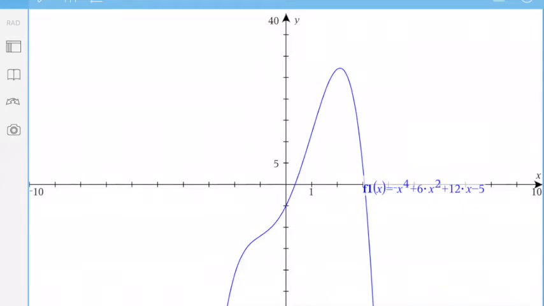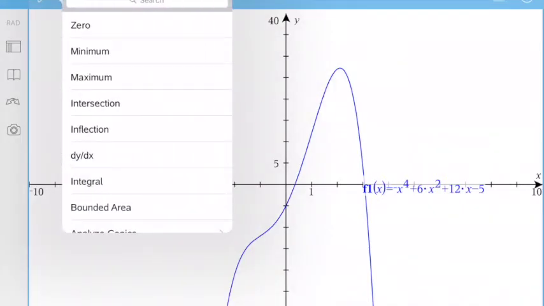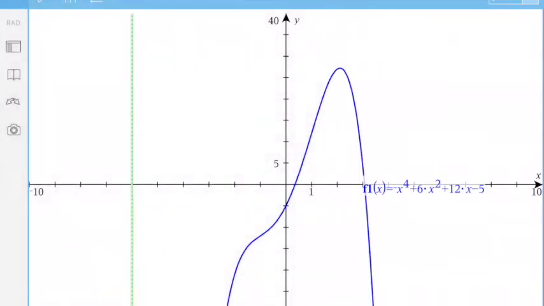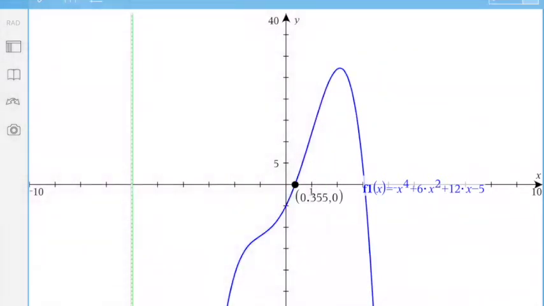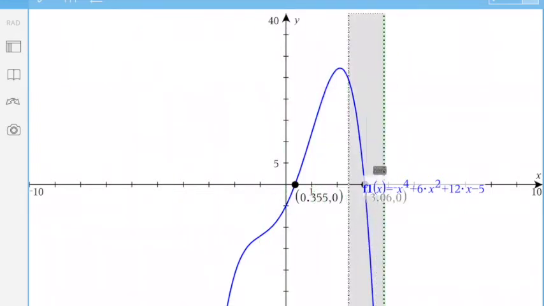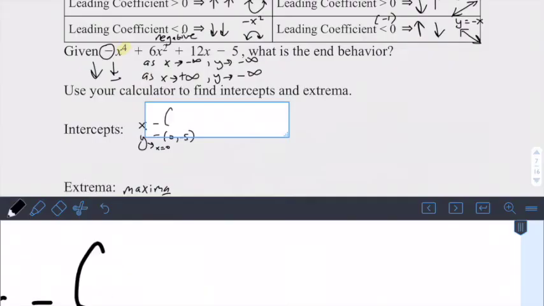So I'm going to use my calculator, go to Menu, Analyze, Zero, right? Remember 0 is an x-intercept. So I click, and I scroll, and I click, and there's one. Let me add the other one, and I'll just write them both down. Click, scroll, click. So there are my two x-intercepts.